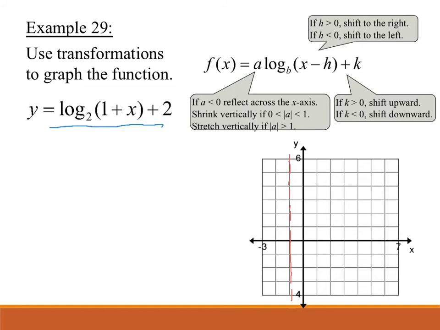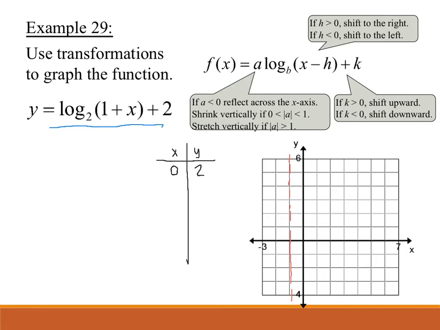Now, when we look at our table, this is where we're going to just hit x and y. We will let x equal 0. When x is equal to 0, we have log base 2 of 1. Well, log base 2 of 1 is 0, plus 2 is 2.